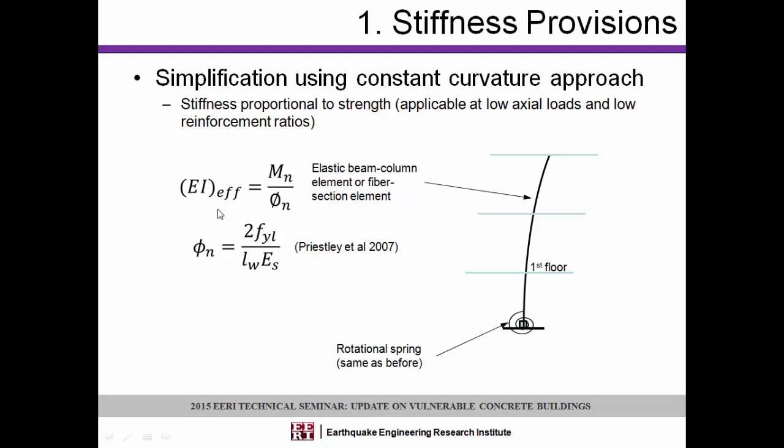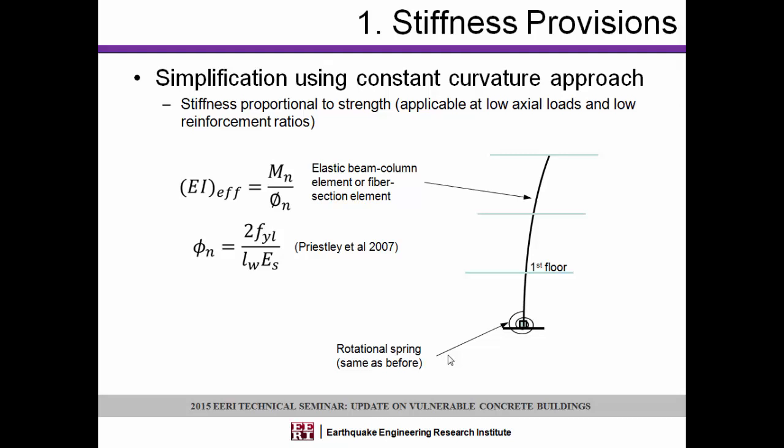The rotational spring, you'll use the same equation as before, but simplify this. So here there is no need for any moment curvature analysis. It's very quick, it's very easy, but only works for planar walls, relatively low axial load, and relatively low reinforcement ratios, which I believe is a big portion of the older concrete walls that we're worried about.